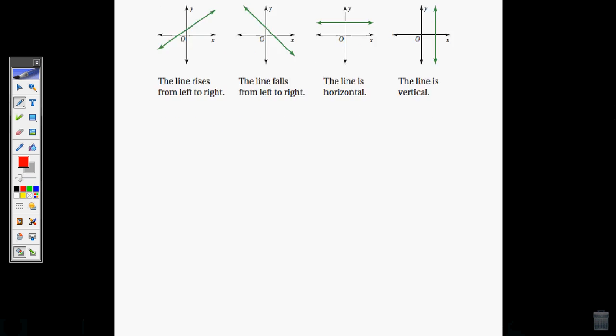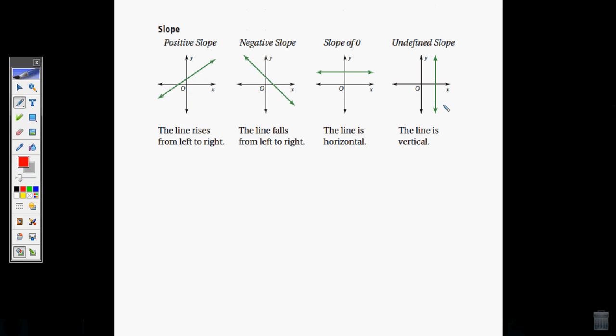Lastly, just to review, we have 4 different kinds of slopes that we already looked at. We have positive slope, which rises from left to right. We have negative slope, which falls from left to right. We have a slope of 0, which is a horizontal line. And we have an undefined slope, which is a vertical line.